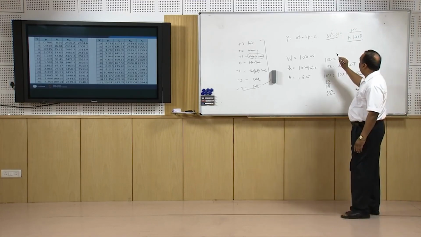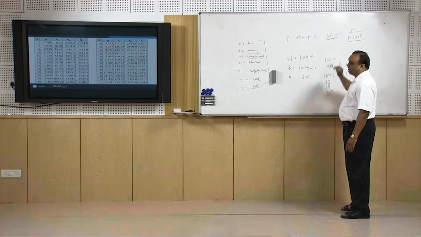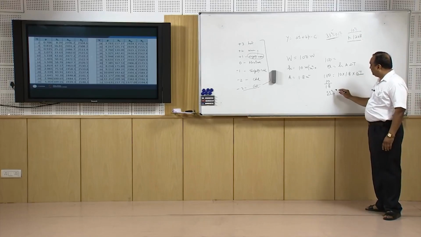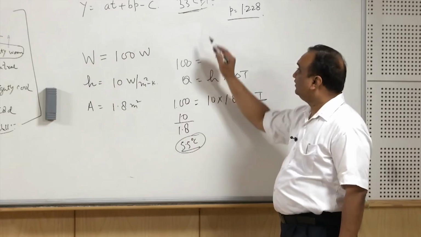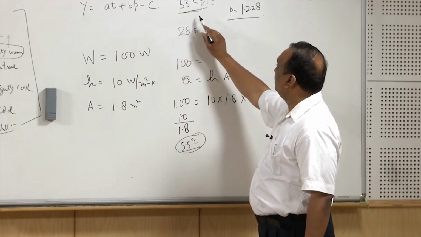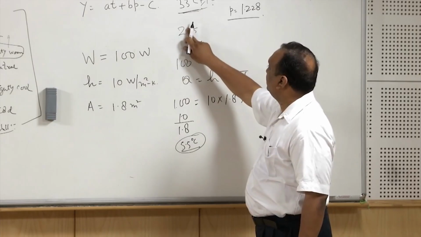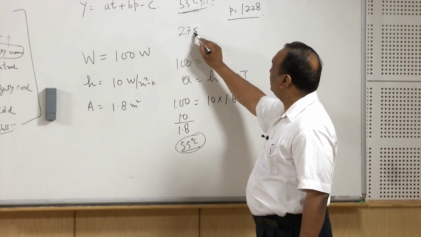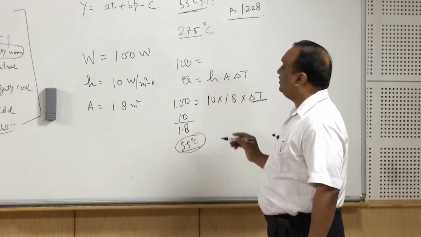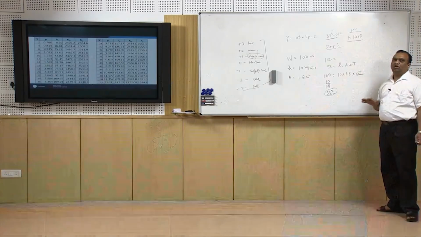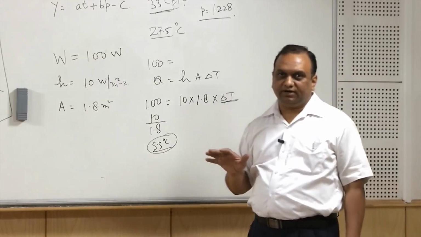It means if skin temperature is 33 degrees centigrade, outside temperature has to be 5.5 degrees centigrade less than this. It has to be 27.5 degrees centigrade. If outside temperature is 27.5 degrees centigrade, all 100 watts of heat will be liberated.